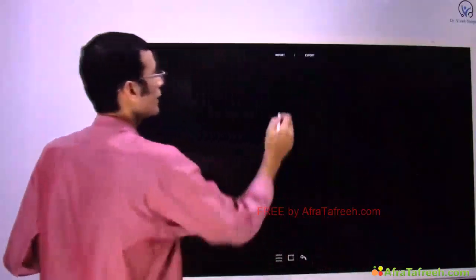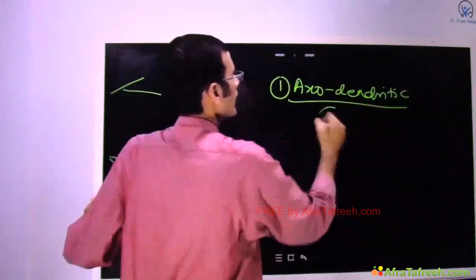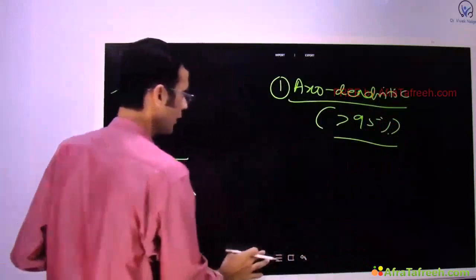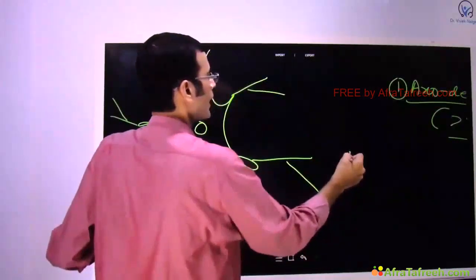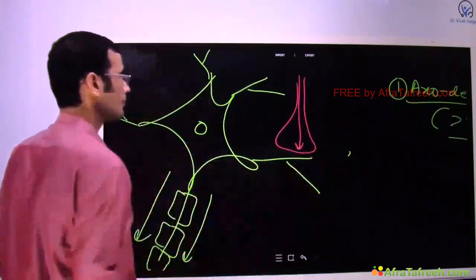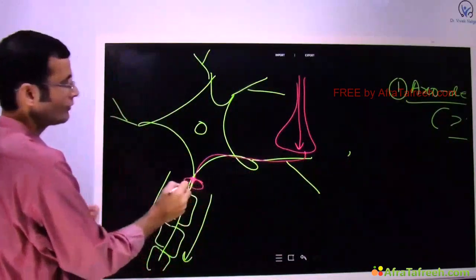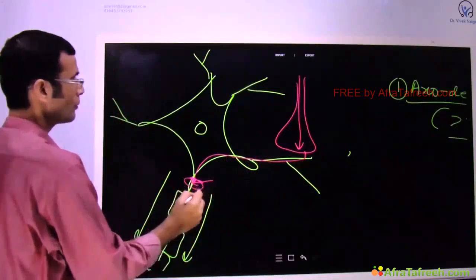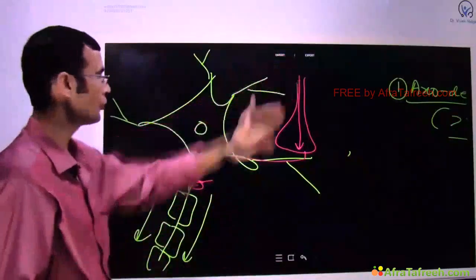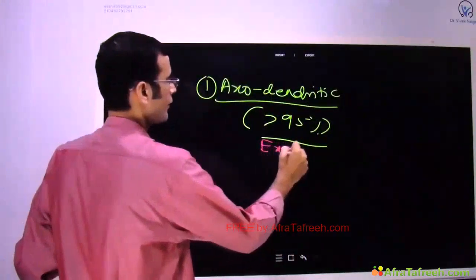So the commonest type of synapse is the axodendritic synapse. More than 95% of synapses in the brain, in the CNS, are axodendritic type. That means the axon of the first neuron ends on the dendrite of the next neuron, and then electrotonically the impulse travels, it comes to the axon hillock of this next neuron, and the first action potential will be generated here. That is the commonest way of transmission of signal from the first neuron to the next neuron, axodendritic synapse. These are excitatory synapses, facilitatory synapses.